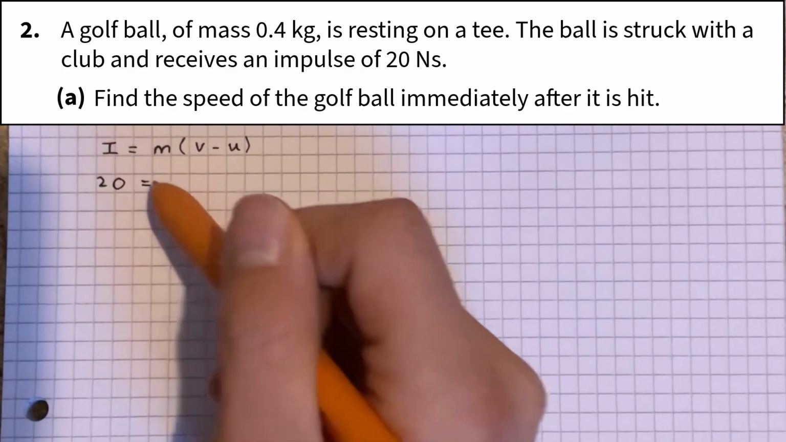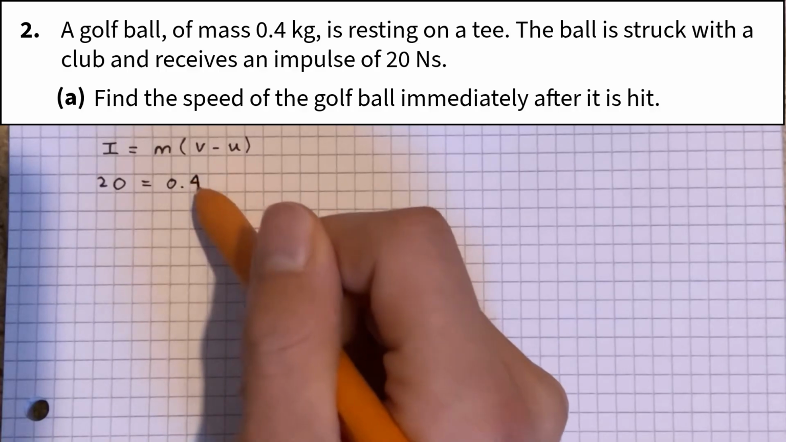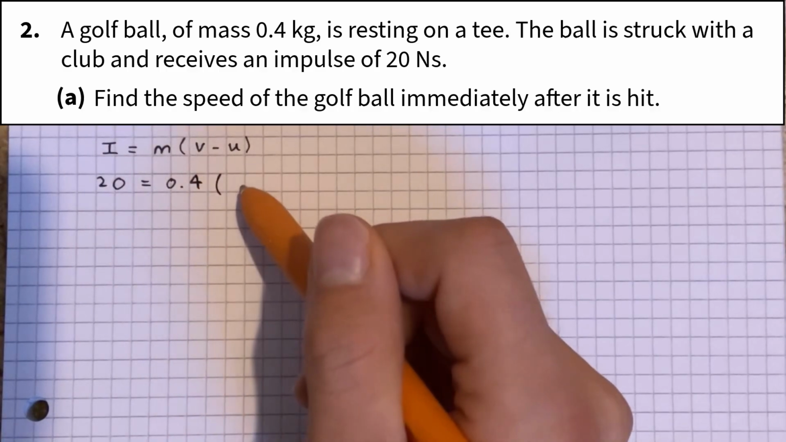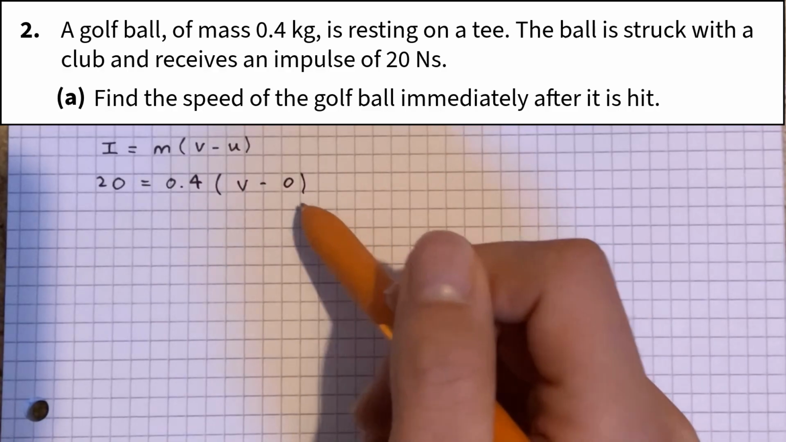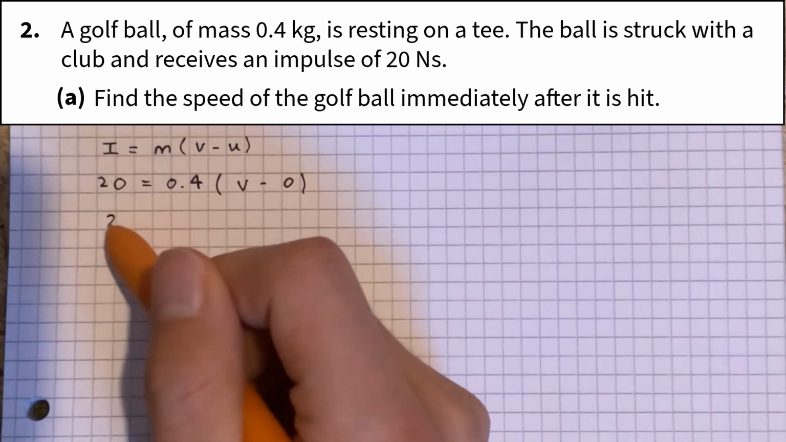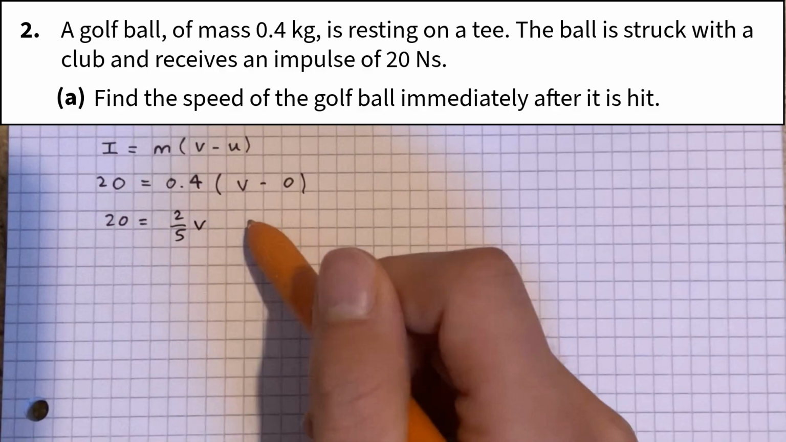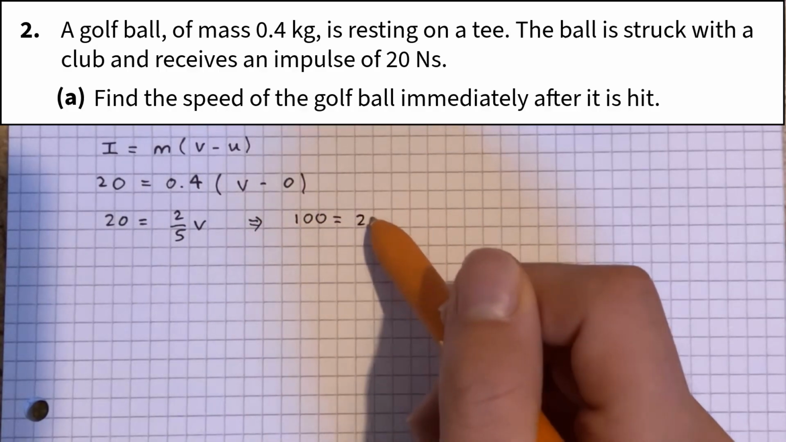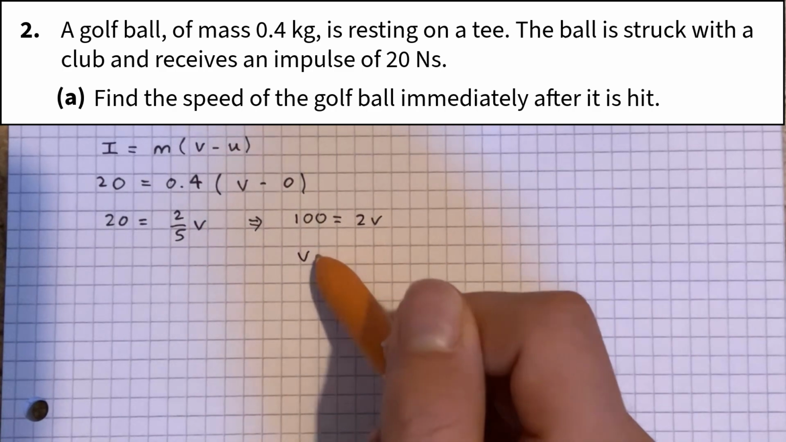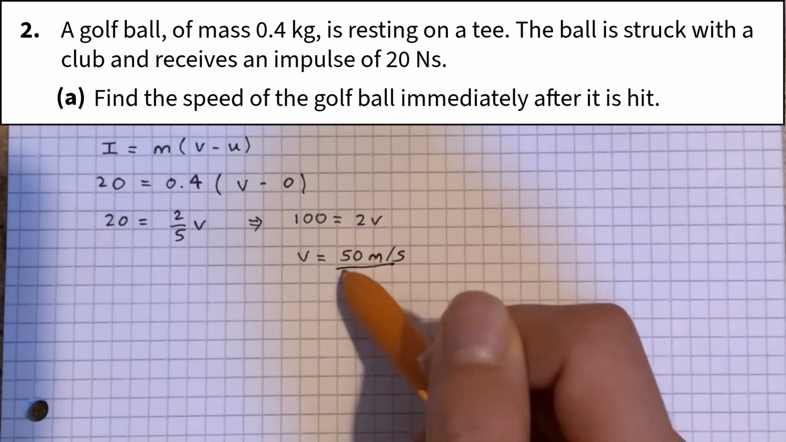So the impulse, we are told it's 20. The mass, we are told is 0.4. The velocity afterwards is what we're looking for, so I'm just going to leave that as v. And the velocity before is 0 because it's resting. It's not moving initially. With a little rearranging, we can find what v is. In this case, we can times by 5, and then we can divide by 2, and we get that v, or the speed immediately after it is hit, is 50 meters per second.